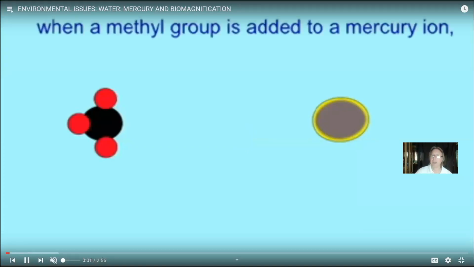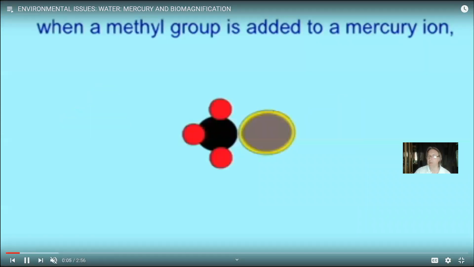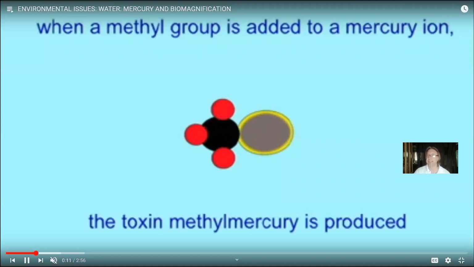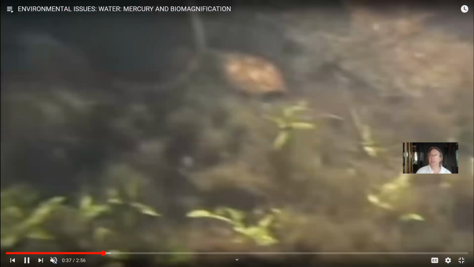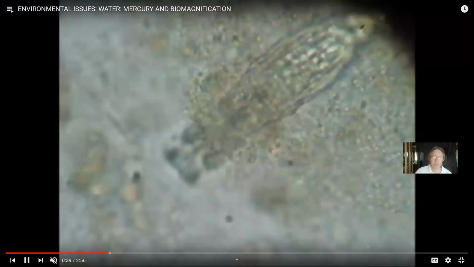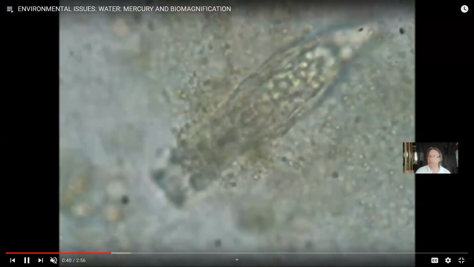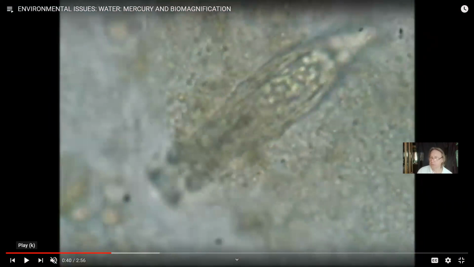Here's a methyl group, CH3, carbon and 3 hydrogens. If you attach that to mercury, then you have what's called methyl mercury, and that is toxic. And so when mercury is added to the environment, it gets worse. And now you might say, all right, so yes, it's worse, but it's not that common. And at first you're correct. If you were to measure the amount of mercury in a pond, for example, there's not a lot of mercury there, even if there is some. And so it's not a whole lot in the pond.